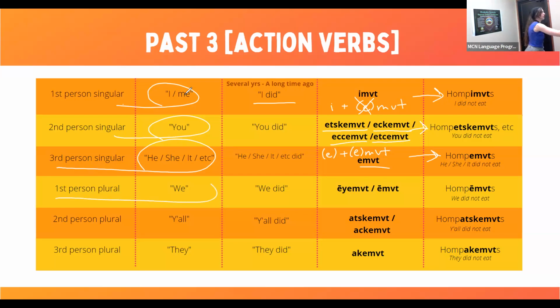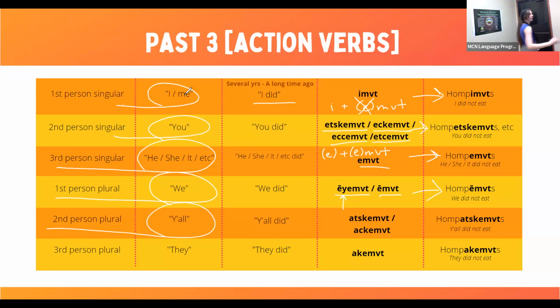First person plural, aka we. So we did something. Emut or emut has the same thing where you have to hold it. So you can do either one. At the end of the day, they really sound the same. But you can put the Y there to help you elongate. So E-mut or E-mut. Either way, long E, right? Hombi-mut. Hombi-muts.